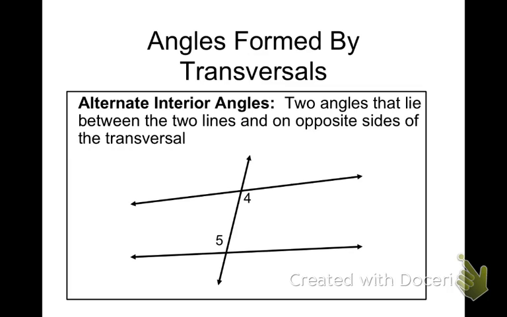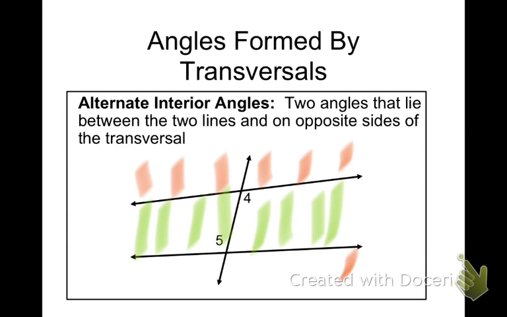So label 4 and 5, because that would be an example of alternate interior angles. Now we need to first think about what interior means. If I think about the interior of these two lines, does everybody see how the green area would be interior? Yes? If I think about exterior, notice how the orange is the exterior.